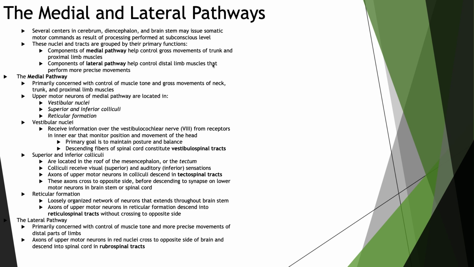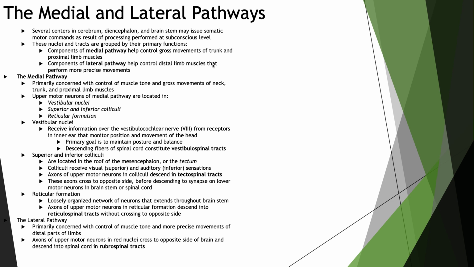The superior and inferior colliculi are located in the tectum, or the roof of the midbrain. The superior colliculi receive visual sensations, and the inferior colliculi receive auditory sensations. Axons of the upper motor neurons in the colliculi descend in the tectospinal tracts. These axons cross to the opposite side immediately before descending to synapse on lower motor neurons in the brainstem or the spinal cord. Axons in the tectospinal tracts direct reflexive changes in the position of the head, the neck, and the upper limbs in response to bright lights, sudden movements, or loud noises.